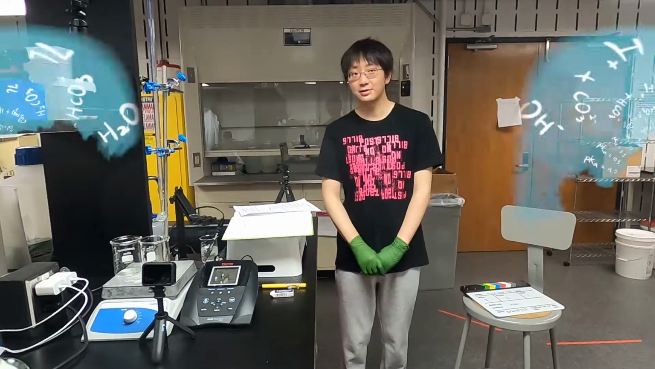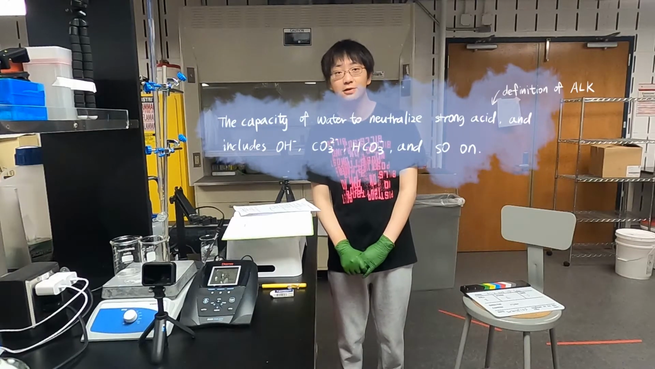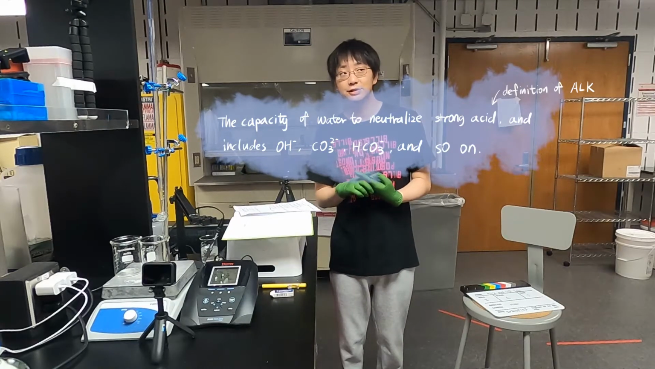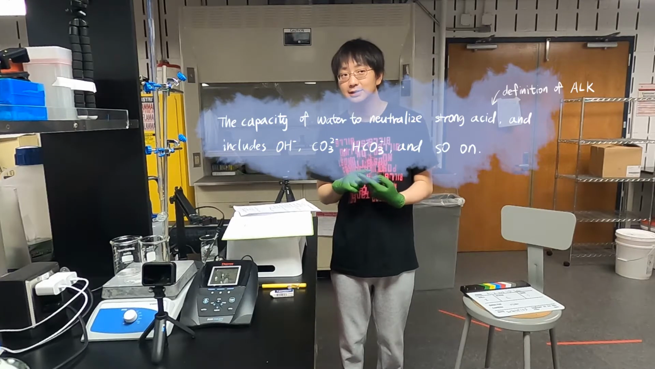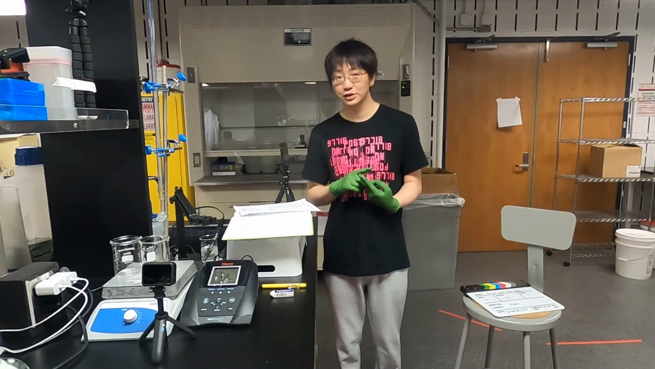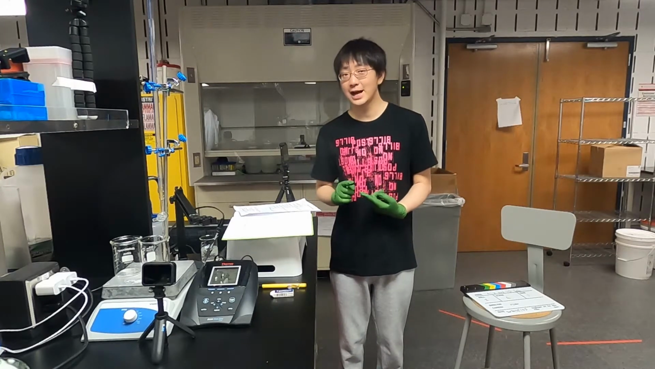Then let's talk about alkalinity. Alkalinity is defined as the capability of the water to neutralize strong acids, and it includes such species as hydroxide, carbonates, bicarbonates, and so on. In natural water, the major contribution to alkalinity is caused by hydroxide, carbonates, and bicarbonates.